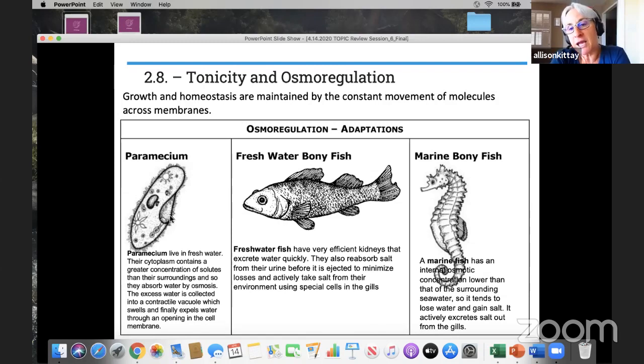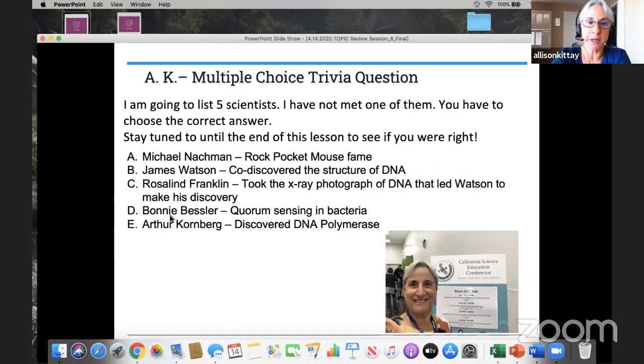And then finally, in a saltwater or marine fish, it has an internal osmotic concentration lower than the surrounding seawater, right? So it's hypertonic, sorry. So it tends to lose water and gain salt. So this adaptation has a way to actively excrete salt out from its gills. So in both the freshwater fish and the marine fish, you see that there are special cells in the gills that maintain their osmotic balance.